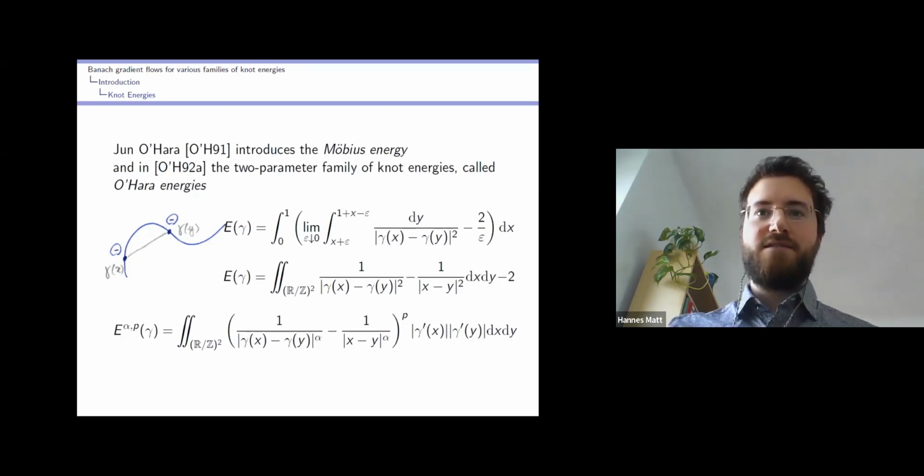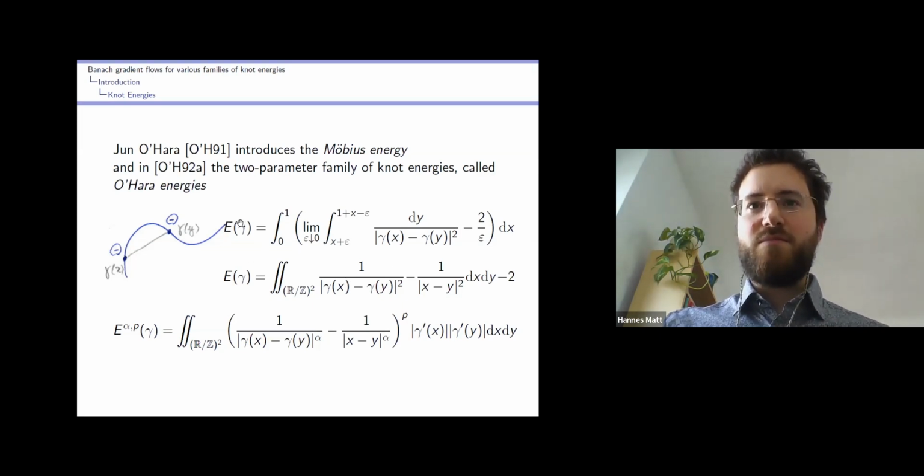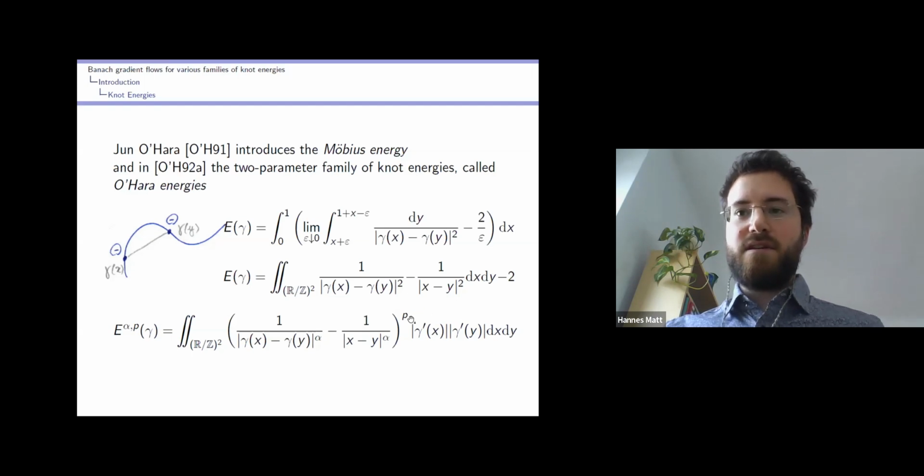Later, in 1992, he then introduced or generalized this Möbius energy, which, by the way, is called Möbius energy because the value it gives to this knotted curve is invariant under Möbius transformation. So if I take this gamma and apply a Möbius transformation onto this gamma, then the energy will stay the same. So in 1992, he generalized this energy by first of all rewriting it in this form here, and then replacing the 2's by alphas and introducing an integrability constant or parameter p.